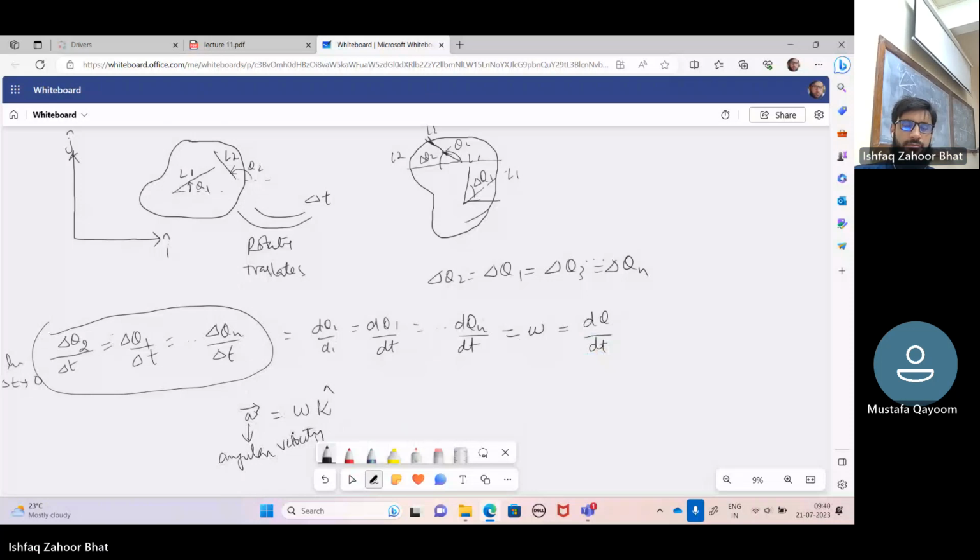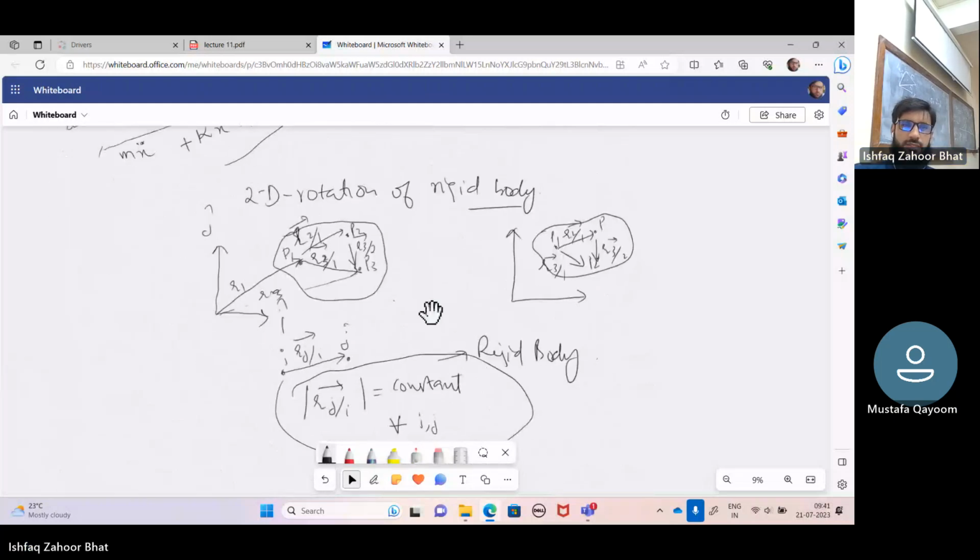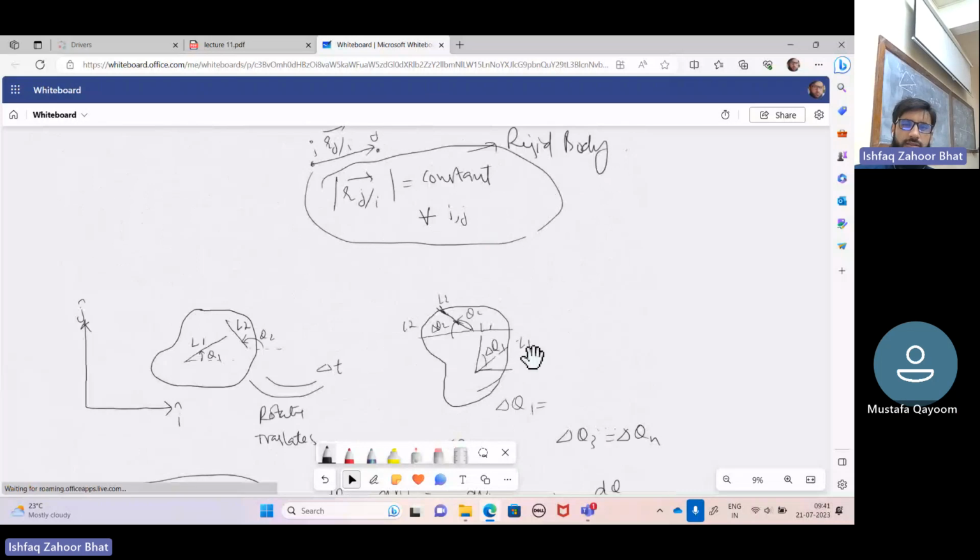Is it simple till now? What is k cap? It is the unit vector perpendicular to this IJ plane, that is the Z direction. Because I have written at the top that it is 2D rotation, isn't it? So that is the reason.